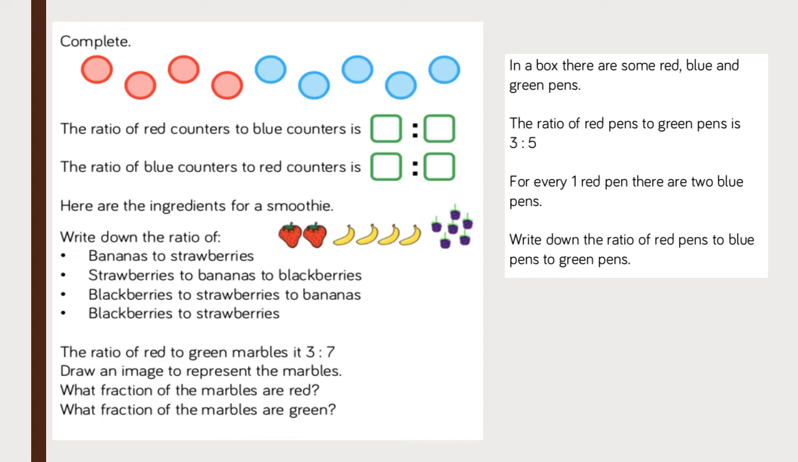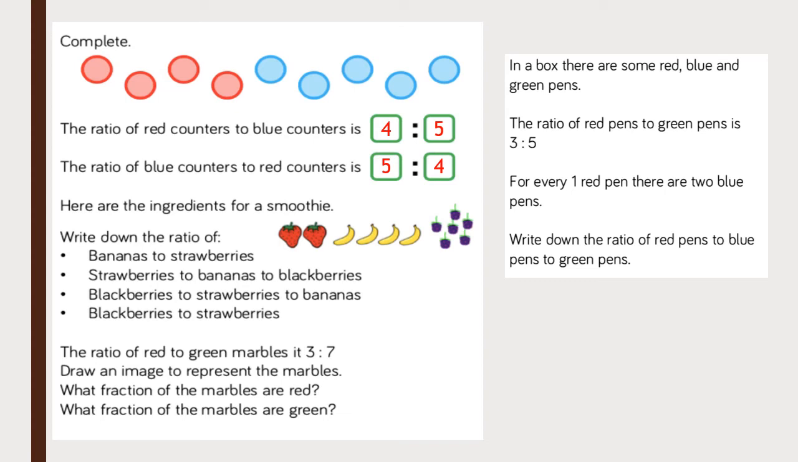So the ratio of red counters to blue counters is 4 to 5. There are 4 red counters to every 5 blue counters. Now in the second sentence, we're looking at blue counters to red. So we're looking at blue first. We count the blue first. That's 5 to 4.